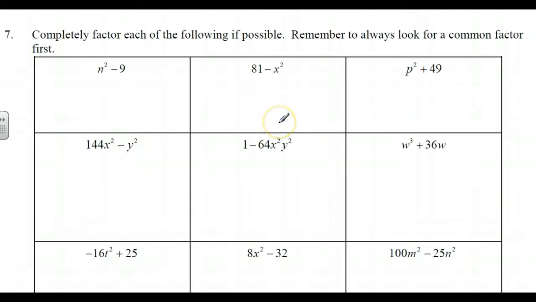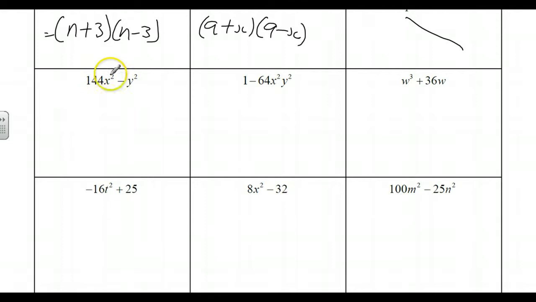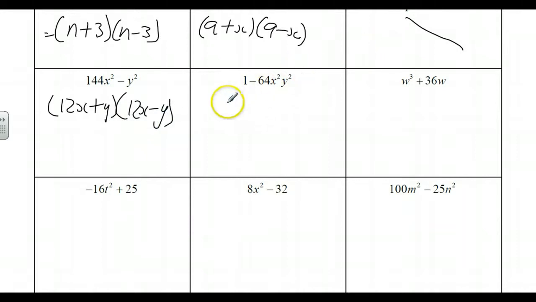Completely factor each of the following if possible. Remember to always look for common factor first. Difference of squares, n plus 3, n minus 3. Both squares, difference of squares, 9 plus x, 9 minus x. Not a difference of squares, no common factoring, nothing to do. Difference of squares, 12x plus y, 12x minus y. Difference of squares, 1 plus 8xy, 1 minus 8xy.